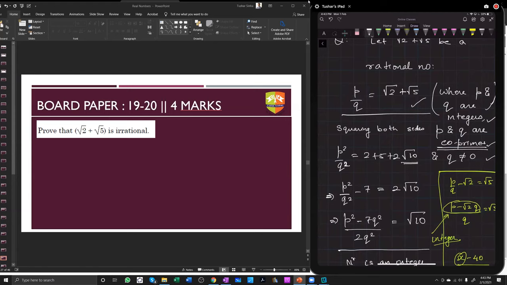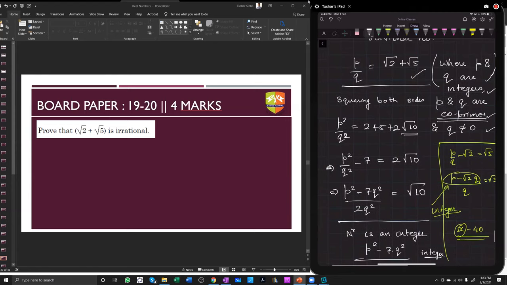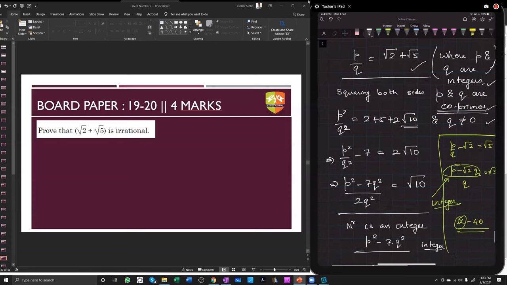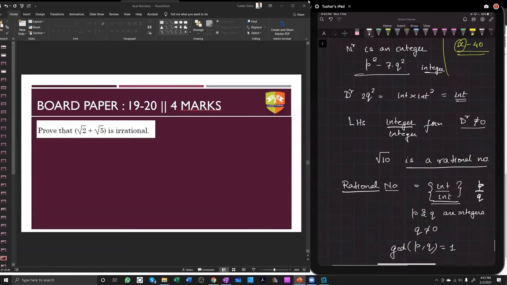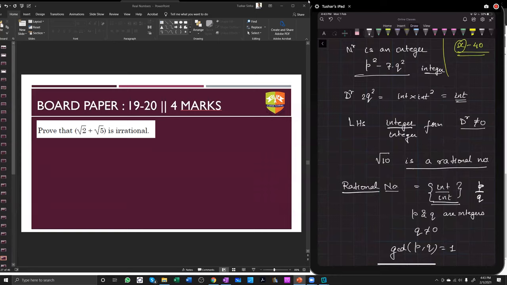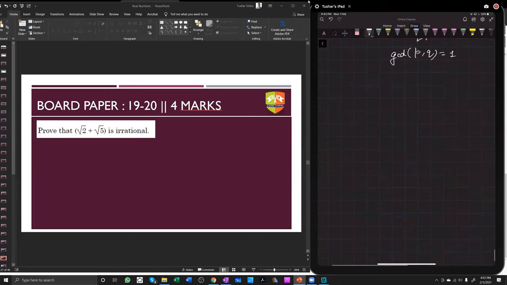And then you get root 2 to the other side and square it. That's fine. You'll get the same thing. So anyways, you have to prove either of them, either root 2 is an irrational number or root 10 is an irrational number. The effort is the same. Understood? So what Arjun is saying is, instead of doing all this, you do P by Q minus root 2 is equal to root 5 and then square. Isn't it? That's what you're saying, Arjun. Am I right? Yes. Now you square it.